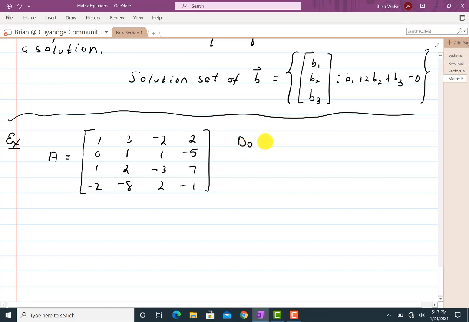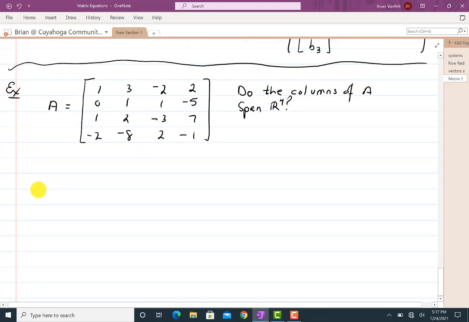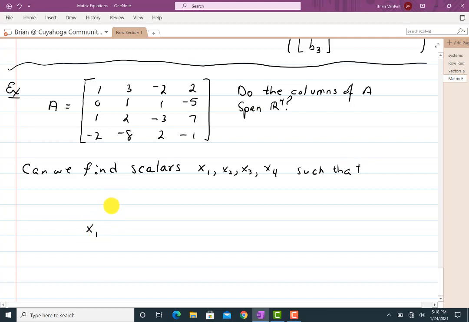Question is this: do the columns of A span R4? That's the question that we have. That means, can we find, let's call them scalars, and to stick with the notation that I would like to use, let's use x1, x2, x3, x4, such that we'd have x1 times the first column, and then we have plus x2 times the second column. And then we have x3 times the third column.